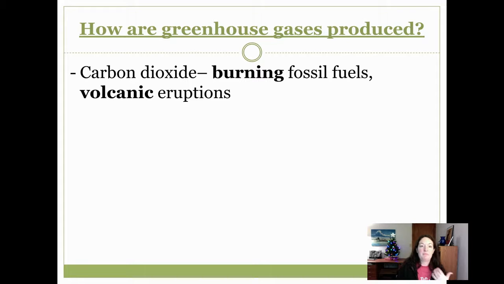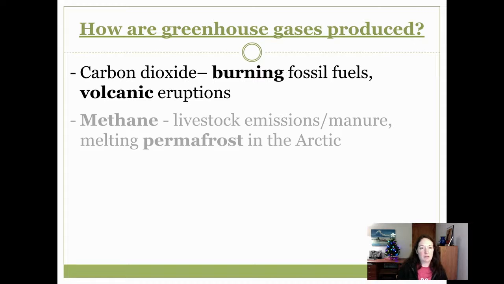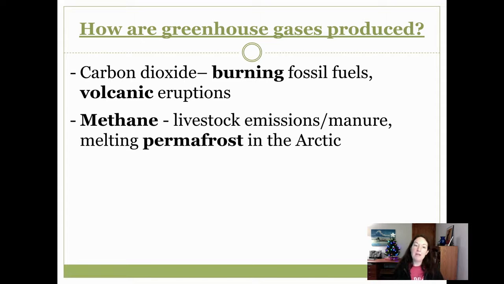It caused it to warm up. Now we are unnaturally causing it to warm up much faster. And that's part of our problem with climate change and global warming right now. Methane is actually a very potent greenhouse gas.